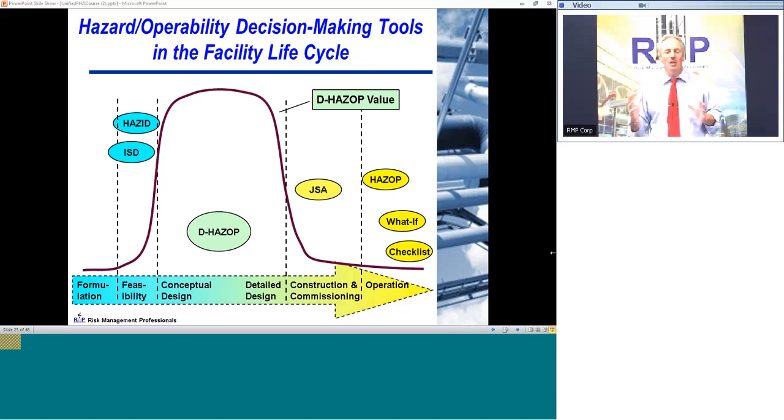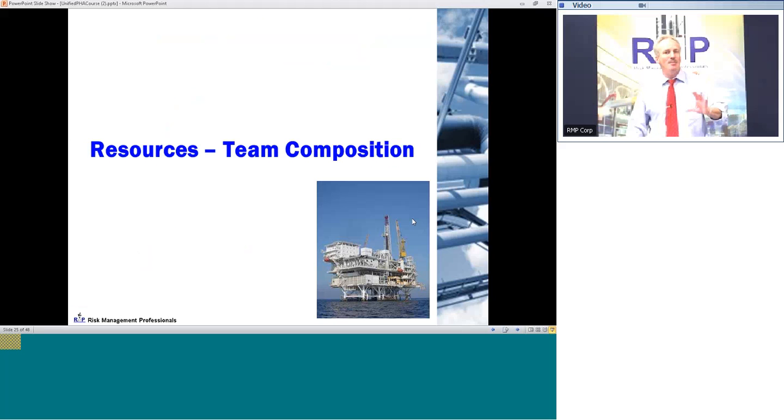Once you start getting into construction and commissioning and also operation, the value back in the design process is lowered. And what do I mean by value? Well, as the design matures, you have less opportunity to make changes because even the simple things can get very expensive. So let's talk about the HAZOP study as a team exercise to see how this can fit into the design process.